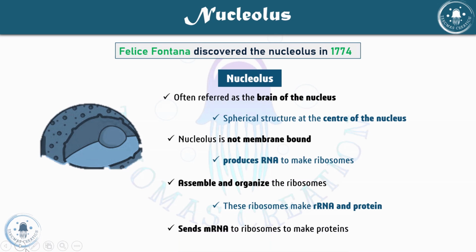Okay, and what else does this nucleolus do? Besides this, it sends the mRNA to ribosomes to make proteins. It sends the messenger RNA to ribosomes and allows them to make the protein. So these are the functions of the nucleolus, and it is present inside the nucleus.